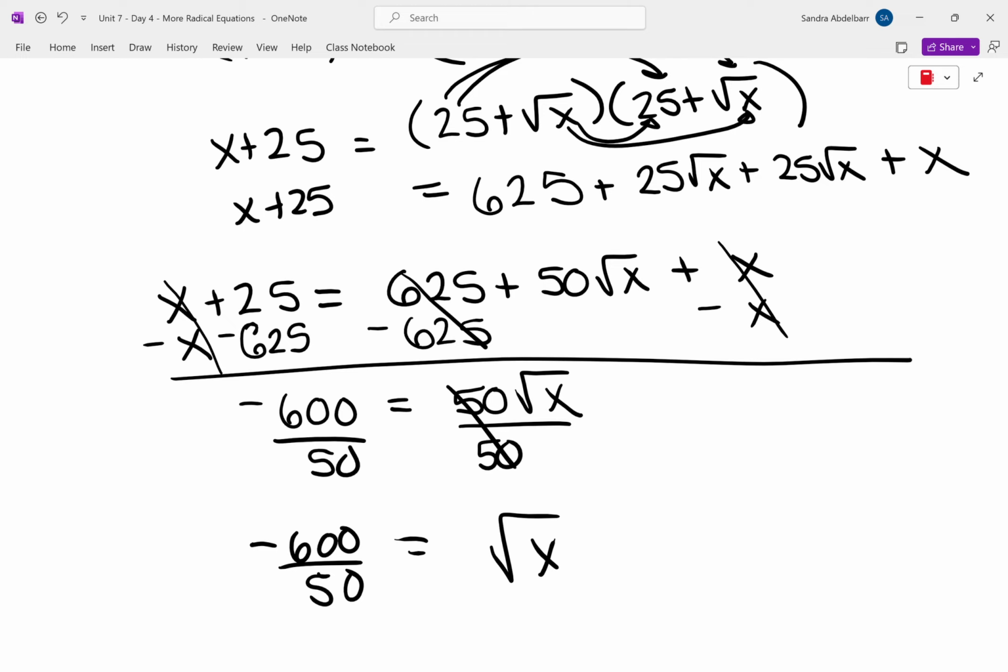Yeah, there is no way if we take the square root of something, it will ever come out to be negative. There's no way, even if we have a negative under here, it comes out to be imaginary, right? So this cannot work. So at this point, what do we realize? This is a no solution.